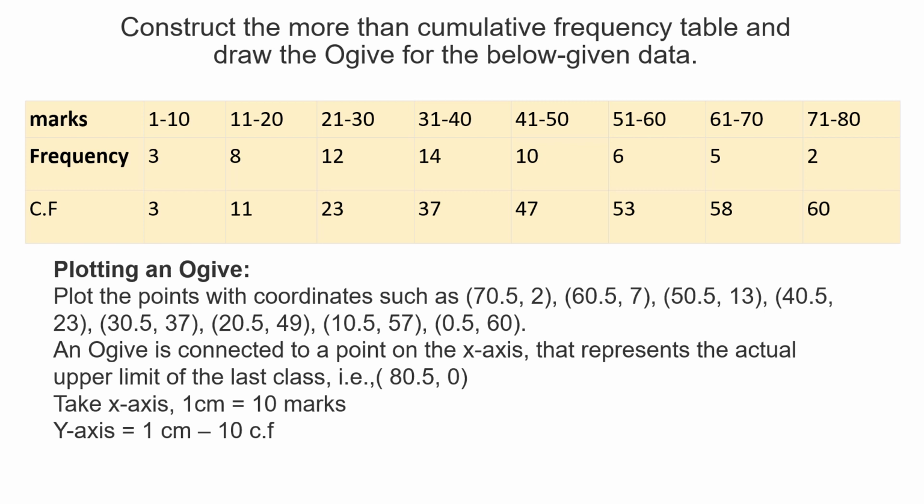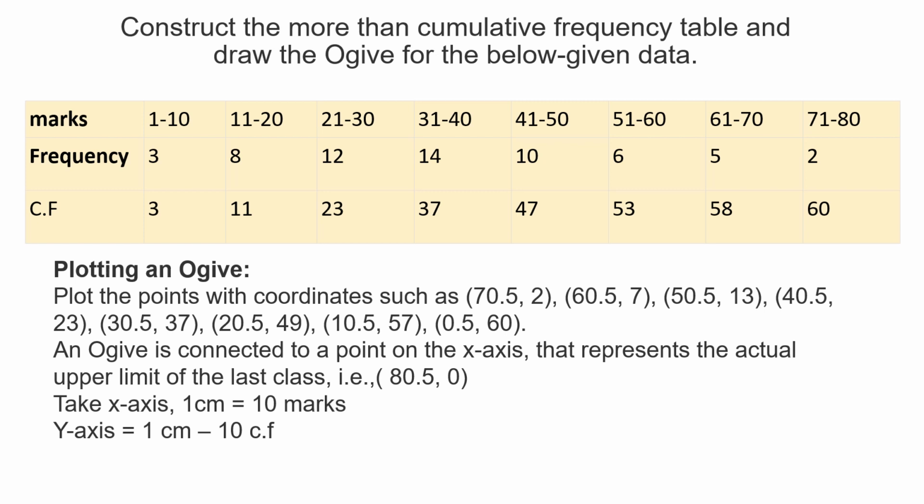Over here, for 50 to 51, the class mark or mid mark will be 50.5. Over here, the value will be 2 plus 5, 7 plus 6, 13. Then at 40.5, the value will be 23. How? 2 plus 5, 7 plus 6, 13 plus 10, 23.